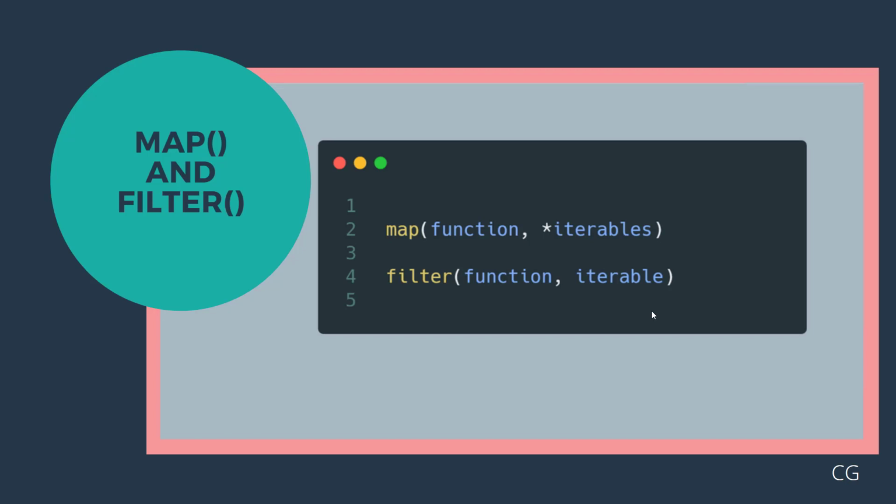Second, in Python 2, these 2 functions return a list object. In Python 3 instead they return map objects and filter objects. And typically what you do is passing these objects to the constructors of data structures, such as list, tuple, or set.